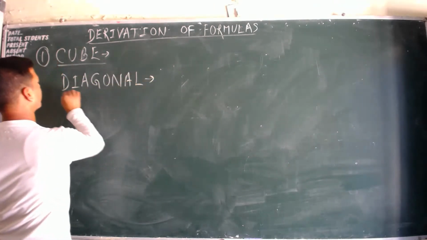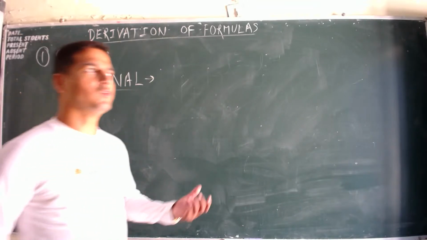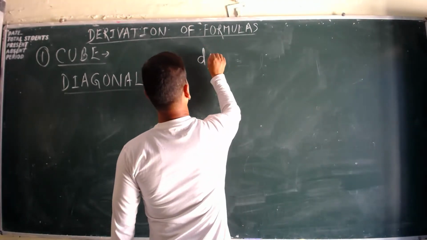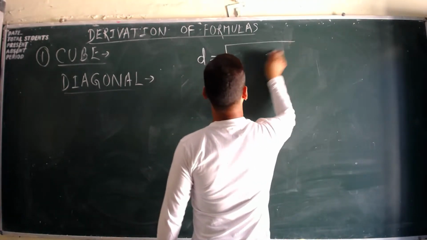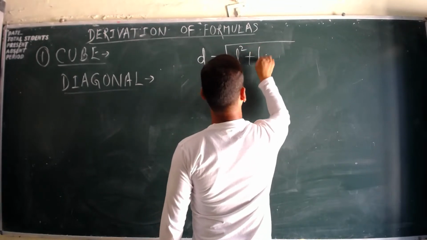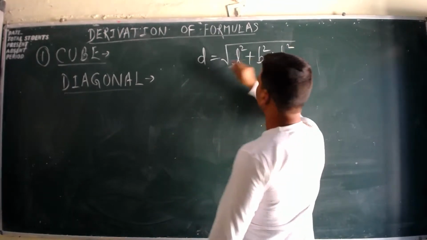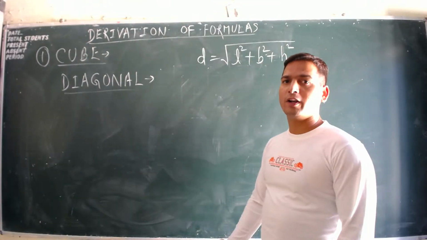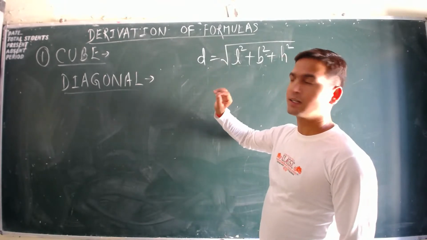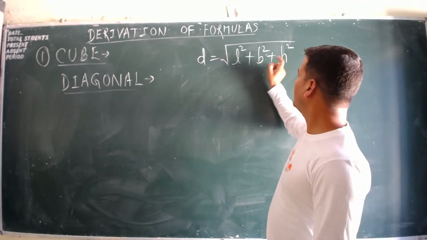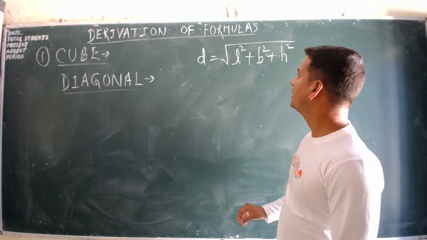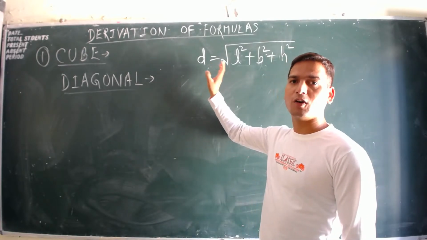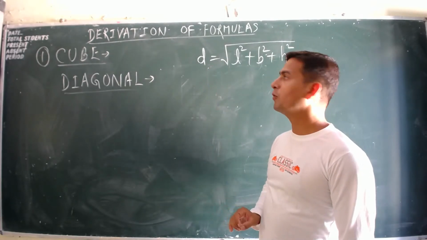Just compare with the diagonal formula in a cuboid. What was the formula of diagonal in a cuboid? D equals root of length square plus breadth square plus height square. D stands for diagonal, L length, B breadth, H height. This is the formula of the length of the diagonal of a cuboid.